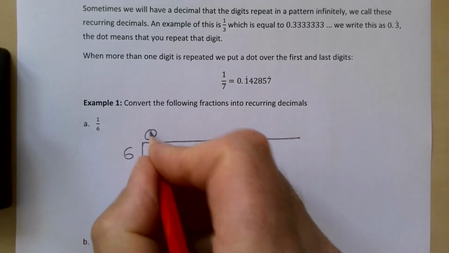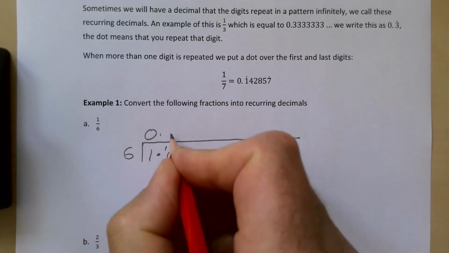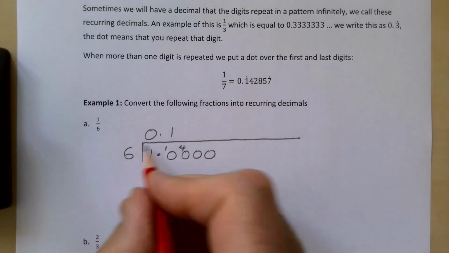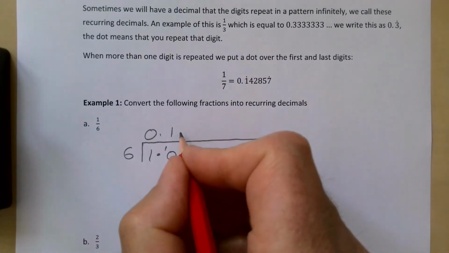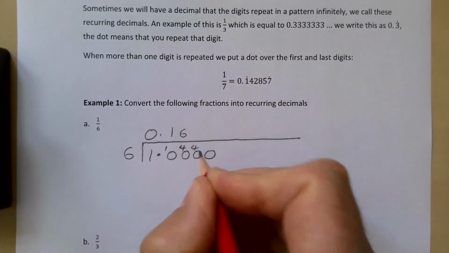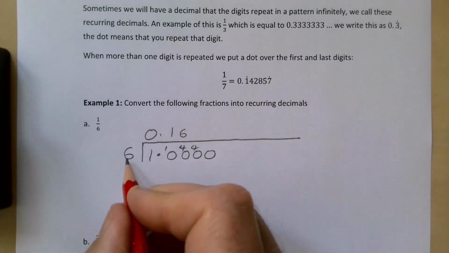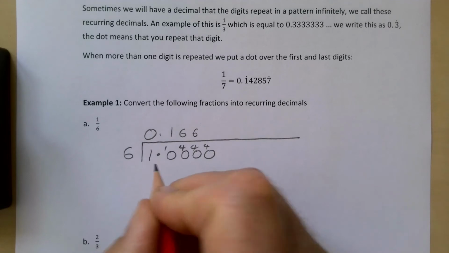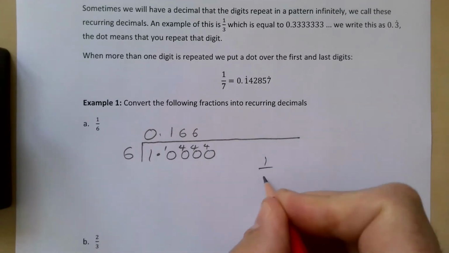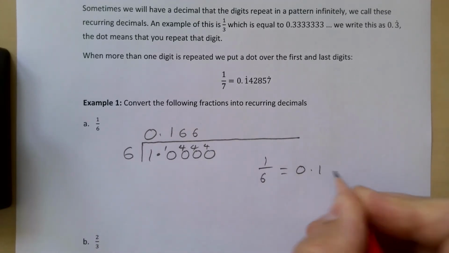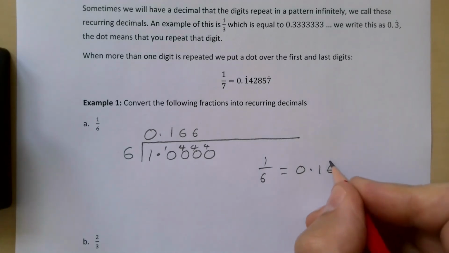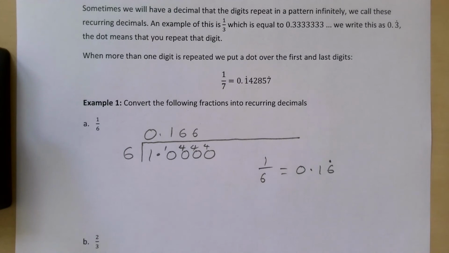6 into 1 doesn't go. 6 into 10 goes 1 time, and there are 4 left over. 6 into 40 goes 6 times, and there's 4 left over. You can hopefully see what's going to happen here. 6 into 40 goes 6 times, and there's 4 left over. So we've got our pattern. That means 1/6 is 0.166666 going on forever. So we put a dot above the 6 to show that the 6 is the number that's going to be repeated.